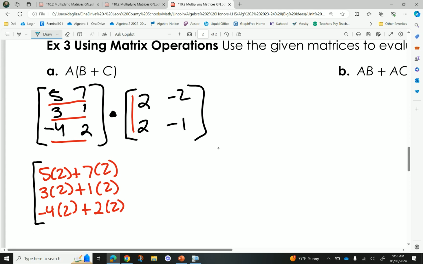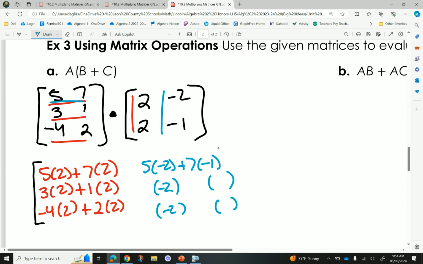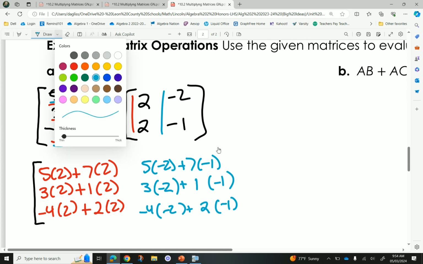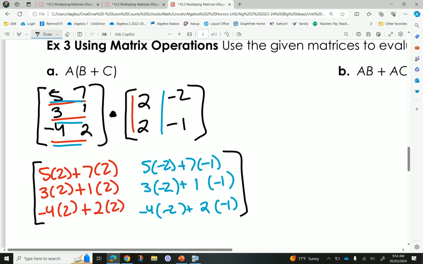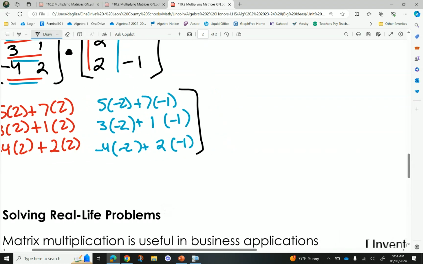All right, so let's move over to our second column. Okay, so we have 5 times negative 2 plus 7 times negative 1. We're going to continue using that same column, right? So I know all my parentheses are going to be the same. Row 2 is 3 and 1. Row 3 is negative 4 and 2.